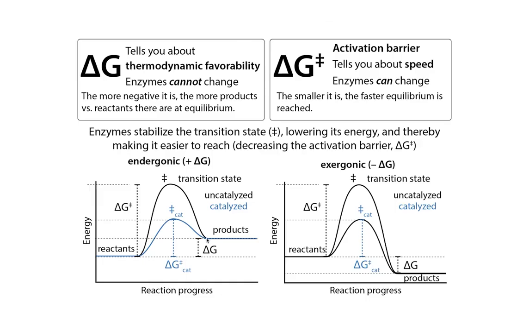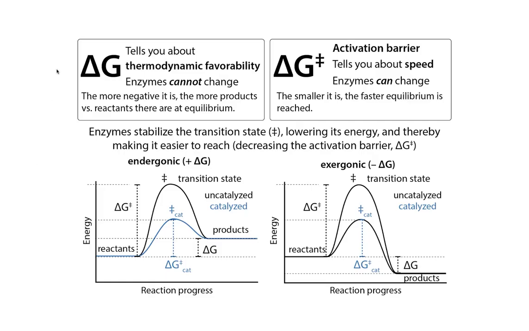And if you were to let them go to equilibrium, well, then you have to look to the overall thermodynamic favorability, the difference in energy between your reactants and your products, this overall delta G, that the enzyme cannot change. The enzyme can only make it easier to reach the equilibrium, but it can't change the equilibrium that is reached.